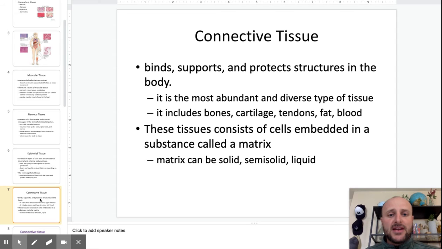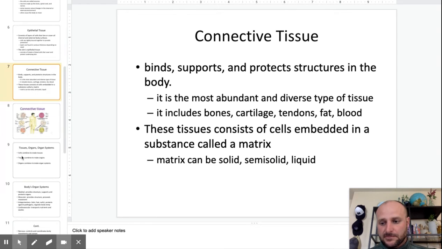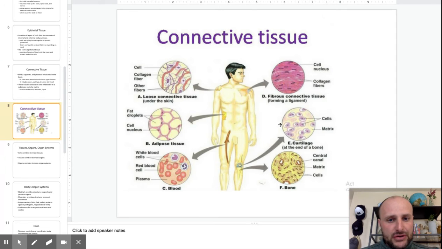And then finally, we have connective tissue. This is kind of the catch-all category. So if what your body's made of is not muscular tissue, nervous tissue, or epithelial tissue, then it's a part of the connective tissue group. Notice it can be things like bones, cartilage, fat, blood. It can be a solid, it can be a liquid, or it can be something in between, like a semi-solid. Lots of times we use the term matrix to describe connective tissues. And here's a diagram which shows different types of connective tissues throughout the body.